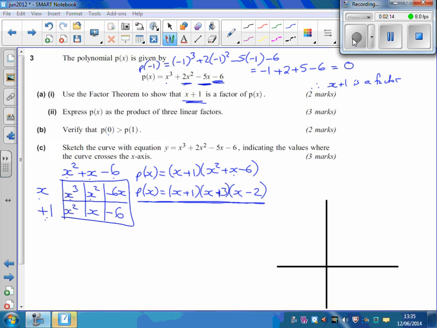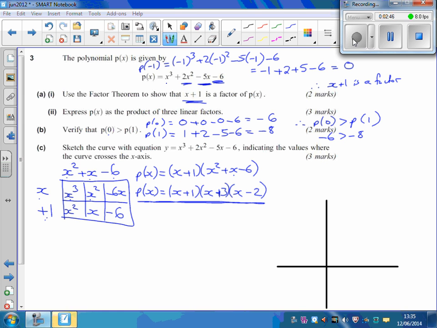Another little point here, verify this. So we've got to find out what is p of 0. Well, let's work out what that is. That's 0 plus 0 minus 0 minus 6. That's minus 6. And let's find out what p of 1 is. P of 1 is 1, add 2, take away 5, take away 6. What's that? 3 take away 11, minus 8. But don't just stop there. We need to write a statement. Therefore, p of 0 is bigger than p of 1. Why? Because minus 6 is bigger than minus 8, isn't it?